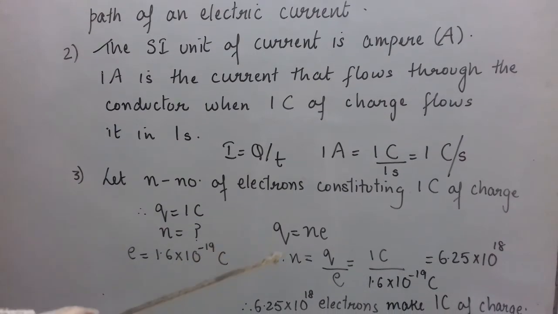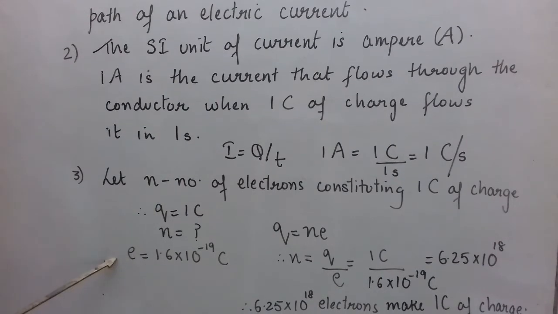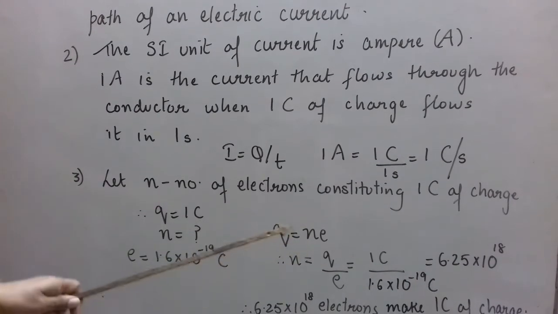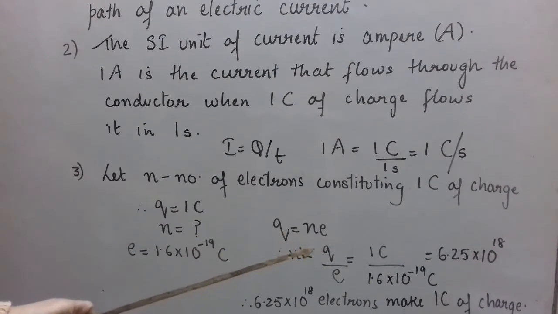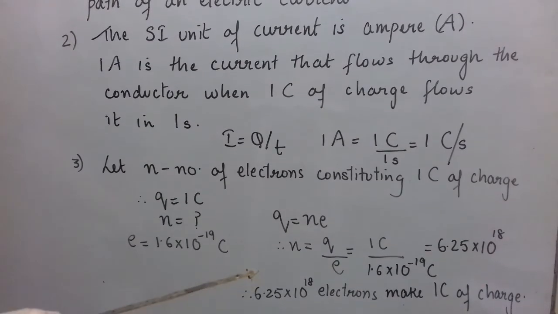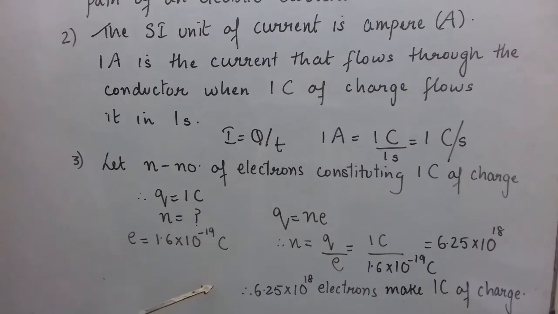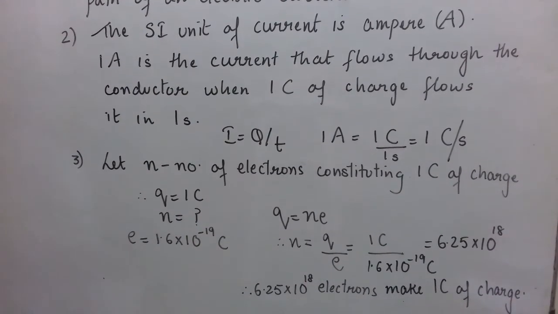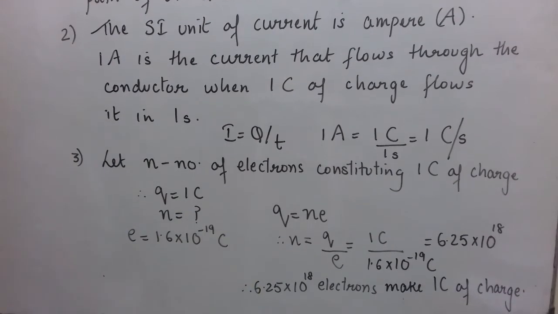So from here N is equal to Q by e, and when you put the values of Q and e as given here, 1 divided by 1.6 into 10 raised to minus 19, the coulomb will get cancelled in the numerator and denominator. You get the answer as 6.25 into 10 raised to 18. So we can write 6.25 into 10 raised to 18 electrons make 1 coulomb of charge. And also we can remember from here that coulomb is a very big unit of charge. This number is very large. 6.25 into 10 raised to 18 electrons make 1 coulomb of charge.